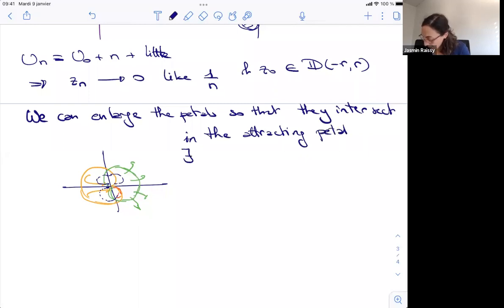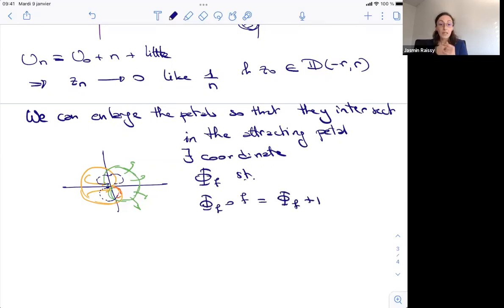There exists a coordinate that I'm going to call capital phi of f, such that it semi-conjugates f to the translation by one. So phi of f composed with f is going to be equal to phi of f plus one. Okay, so it semi-conjugates f to the translation by one. And the same happens for the inverse.